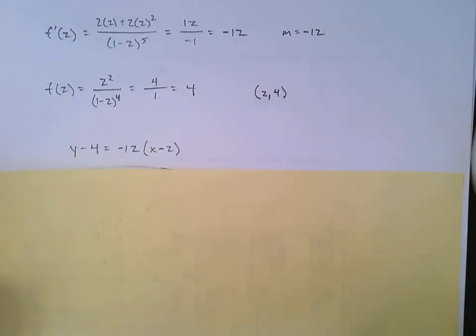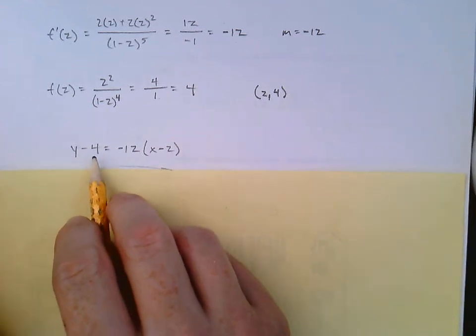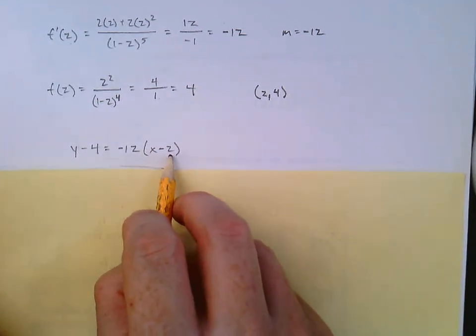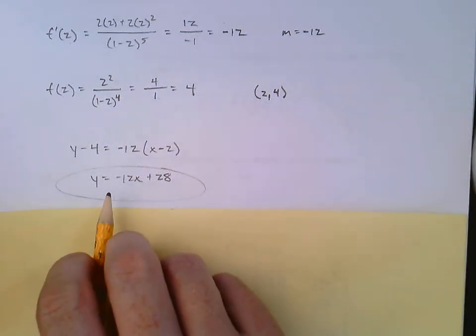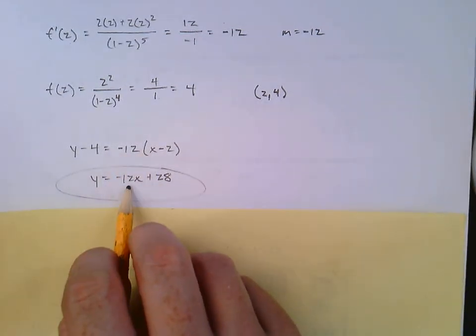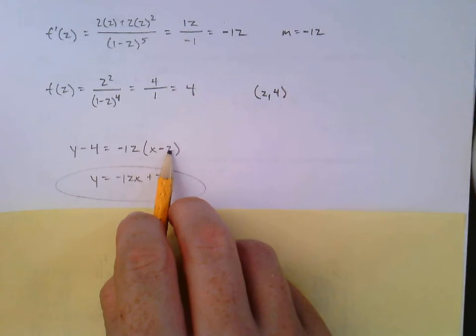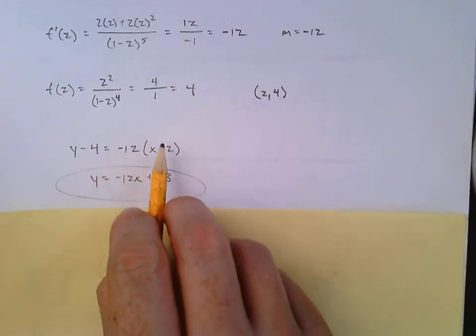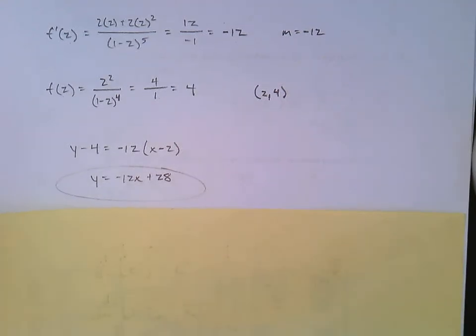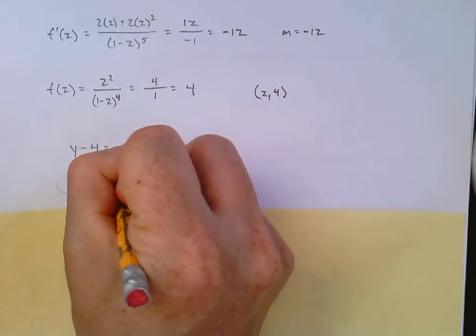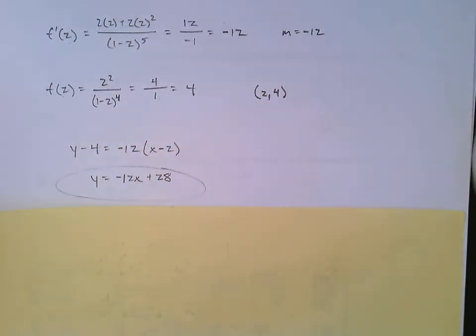And we can set up our point slope form. y minus 4 equals negative 12 times x minus 2. Put that into y equals mx plus b form. Let's see, that'd be negative 12x plus 24. But then we add another 4, so it's plus 28. y equals negative 12x plus 28. That's the equation of our tangent line. Came out pretty nice, actually.